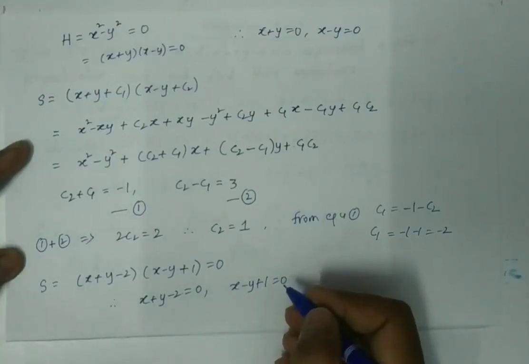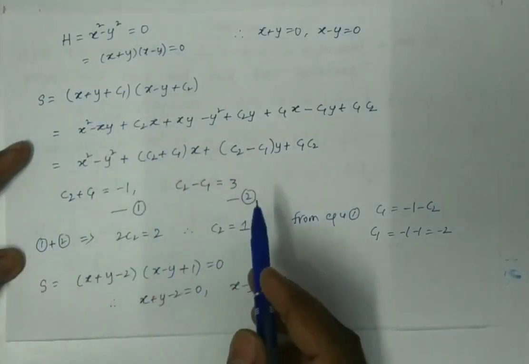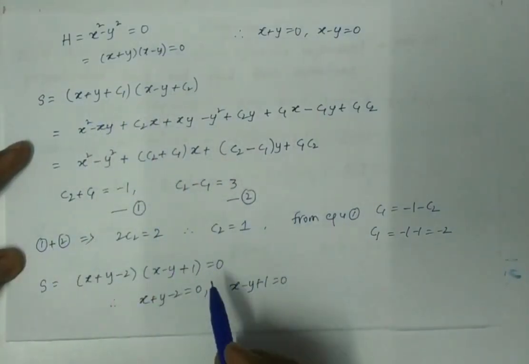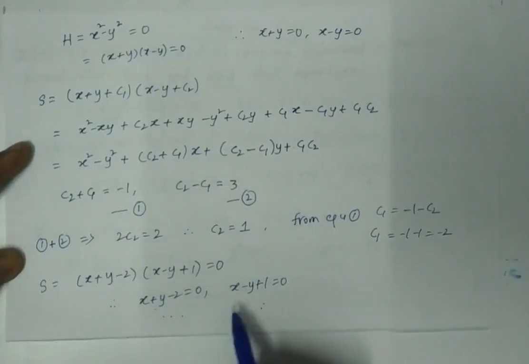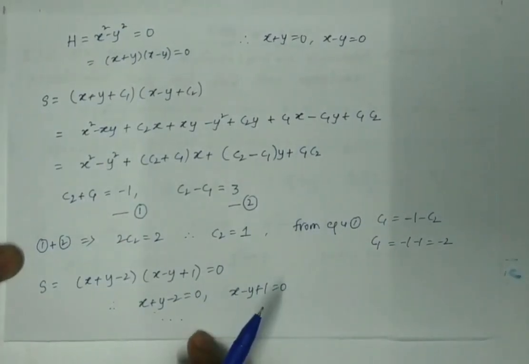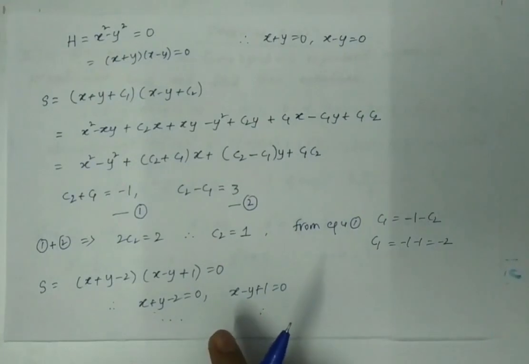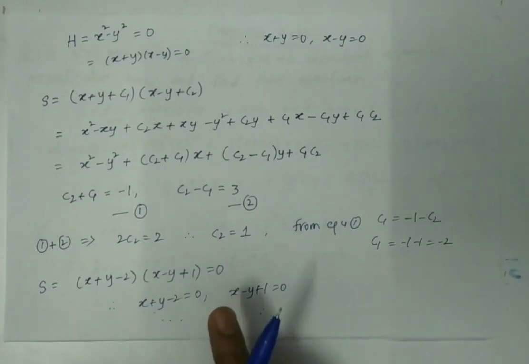Okay, if you observe that, students, here S equal to 0 is the non-homogeneous second degree equation. So it represents two non-homogeneous equations which are linear. That means every non-homogeneous second degree equation can represent two straight lines, which are linear, non-homogeneous linear equations.